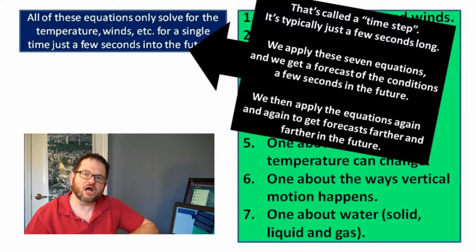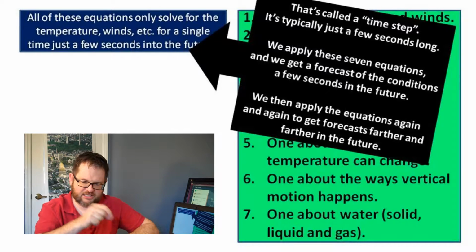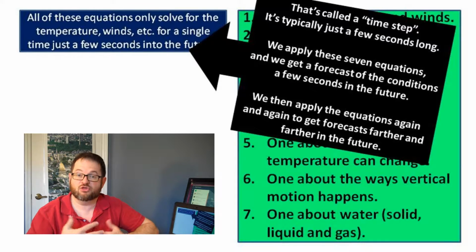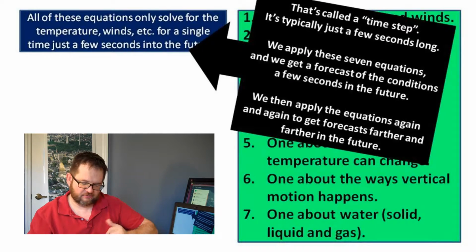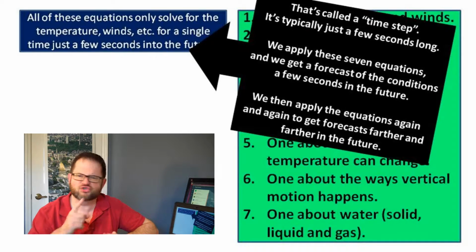And the model solves those 7 equations at every little location on Earth where it has a so-called grid point, where it is going to compute. It's going to solve those 7 equations, which is not a simple thing to do, which will produce a forecast of the temperature, the winds, the pressure, the moisture, the cloud cover, all that kind of stuff, for a period of time in the future called one time step. And time steps are surprisingly small, on the order of a few seconds in general.